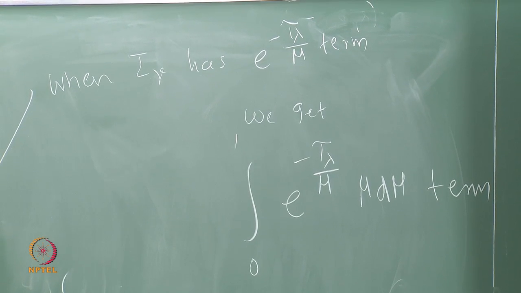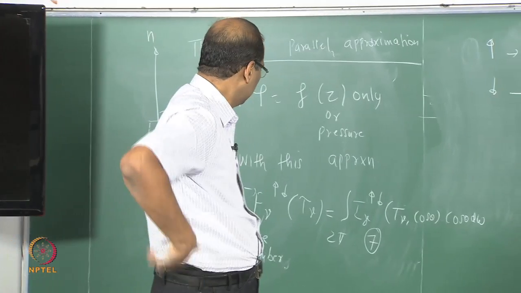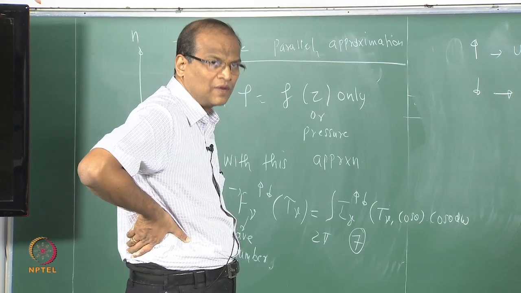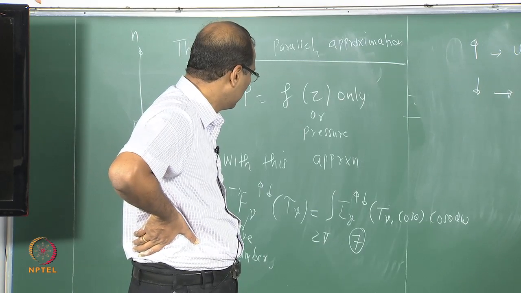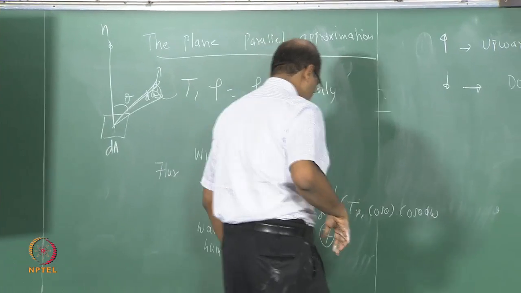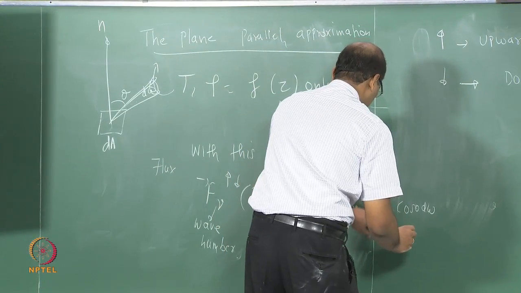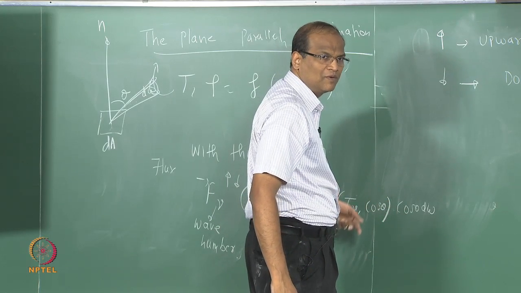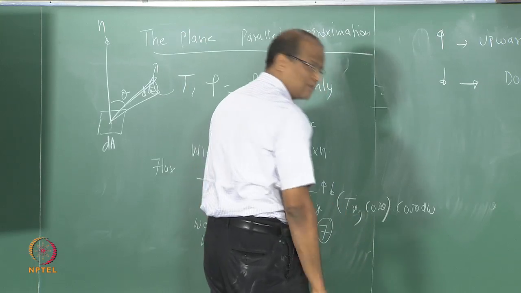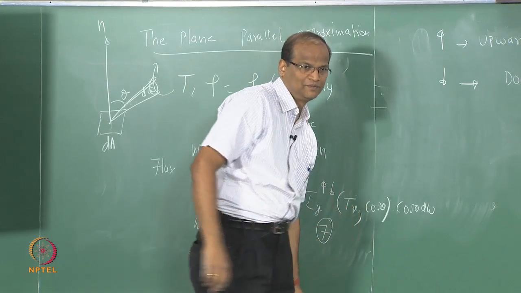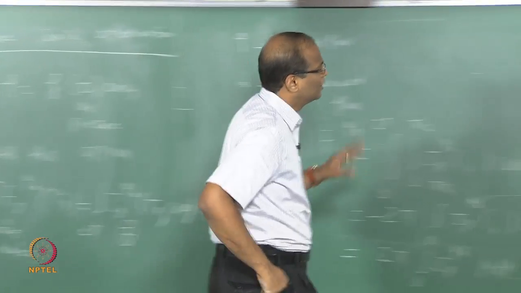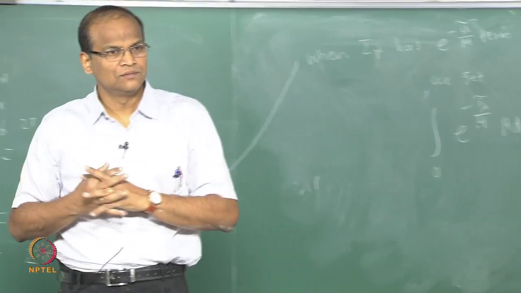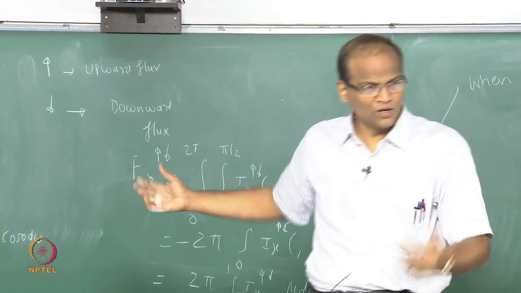What happens, Sojanya? What is that? But t nu and cos theta, right? It will change with the angle, right? T nu, yeah, yeah, and then into cos theta. Okay, now to cut a long story short, e to the power of tau by mu into mu d mu is not possible to integrate. Any problem? Yeah, yeah, good.